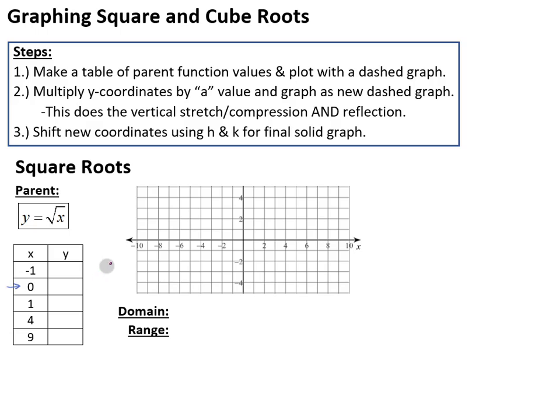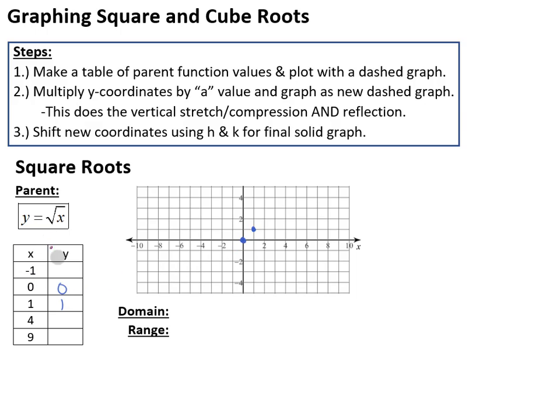Let's start by plugging in 0. So if I plug 0 in here, the square root of 0 is 0. So (0, 0) is a point on our graph. If I plug in 1, the square root of 1 is 1. So (1, 1) is also a point on our graph.